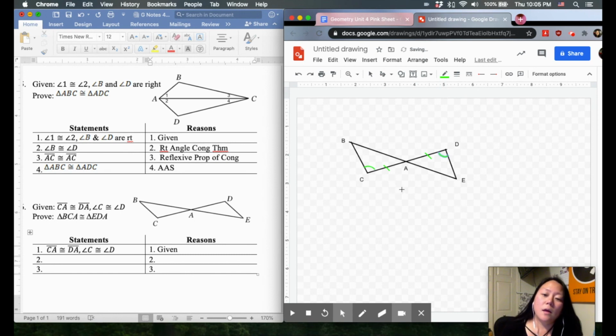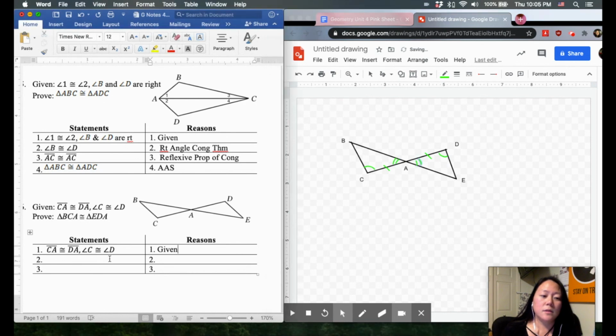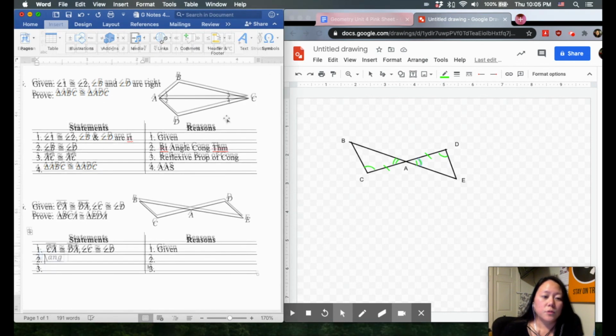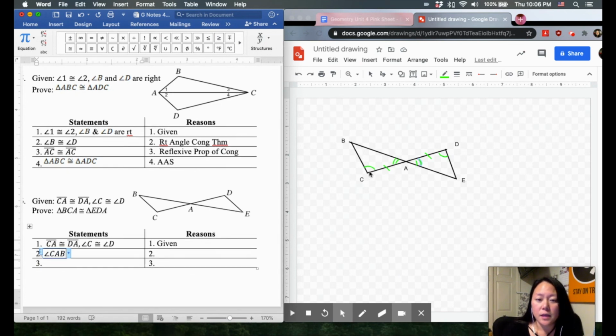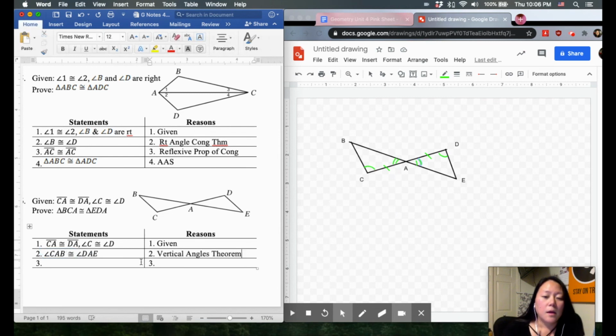Okay, and now the only thing we're missing is either another side or another angle, or another pair of sides or another pair of angles congruent, and then we can say that the triangles are congruent. So luckily we have two intersecting lines that form vertical angles. So we can use the vertical angle theorem to say that those angles are congruent to each other. Angle CAB, and I start with C because that's the angle that's marked. CAB is congruent to angle DAE.